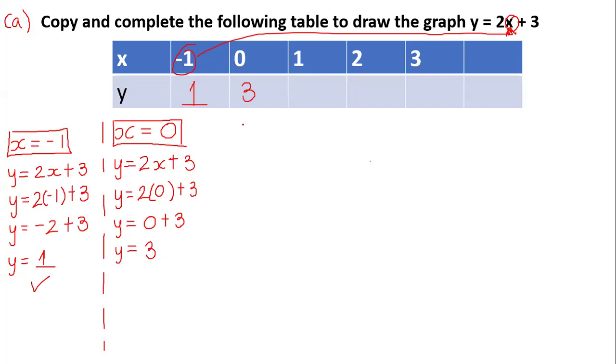Anyone else got 3? Let me know if you got 3, please. If you got 3, that's correct. Yes, sir. Excellent. Okay, good. Let me unmute the rest of these.